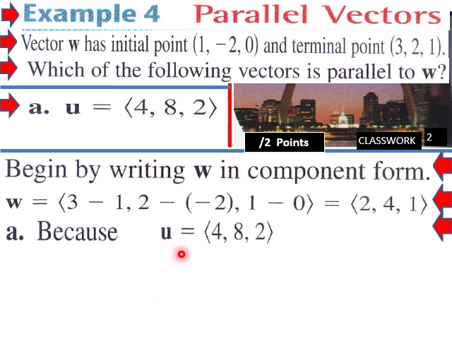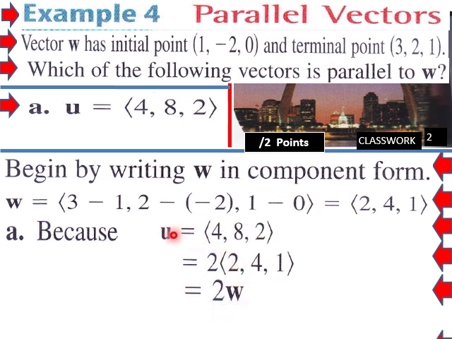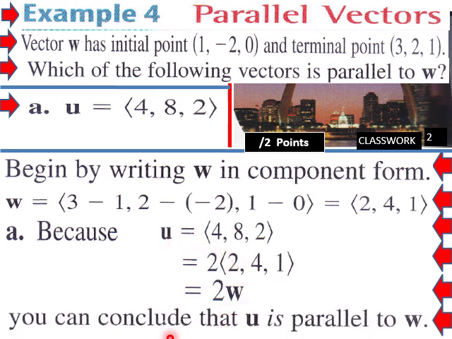For a, u equals <4, 8, 2>, this is u here. w, remember, is <2, 4, 1>. If we multiply w by 2, we get 2 times 2, 4, and 1. Guess what? We get 2w. So u will equal 2w. Therefore, you can conclude that u is parallel to w because of that simple fact: multiplied by a scalar, w becomes the same thing as u.